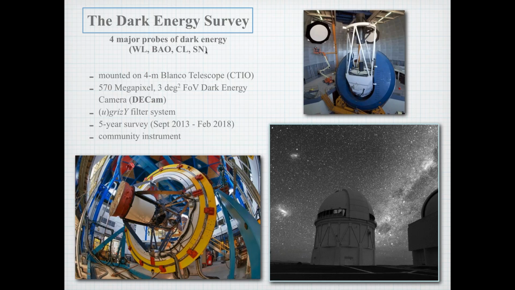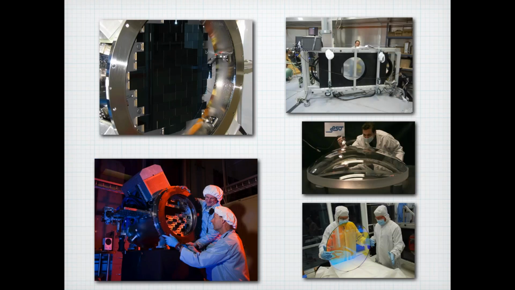The top left is the focal plane, which has 62 science CCDs. Each CCD is 2,000 by 4,000 pixels, and then there are a handful of focusing chips. You see some big lenses, a big lens on the right. On the lower right is a single monolithic filter that we have. Our focal plane is about 70 centimeters in diameter. That's how big our single filter is. You also see the shutter and the filter exchanger on the top.